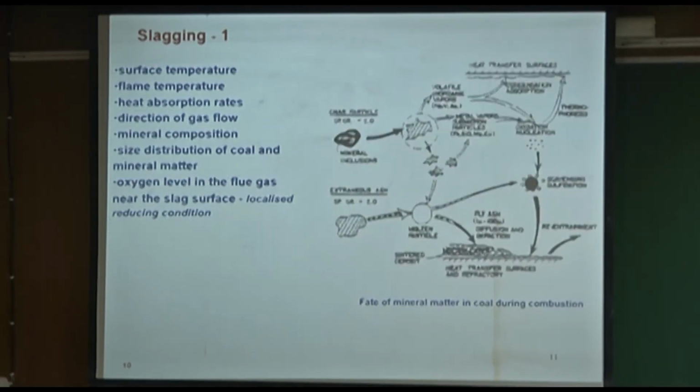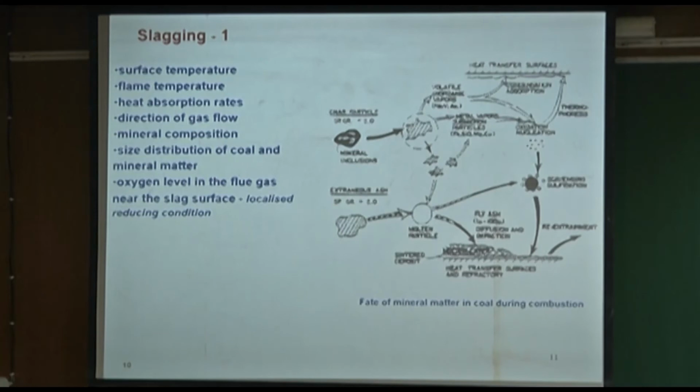So this is a mechanistic insight that Terry Wall, my supervisor, and others postulated, of how from char particles to the volatile inorganic vapors, and eventually how it goes into the heat transfer surfaces. What are the processes that take place, the nucleation process, the thermophoresis, etc.